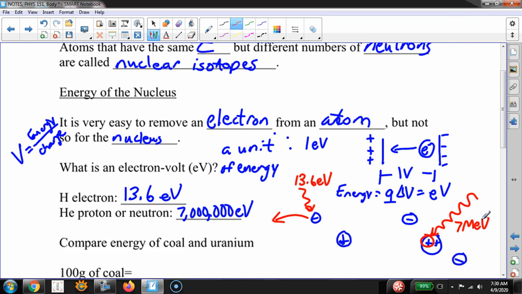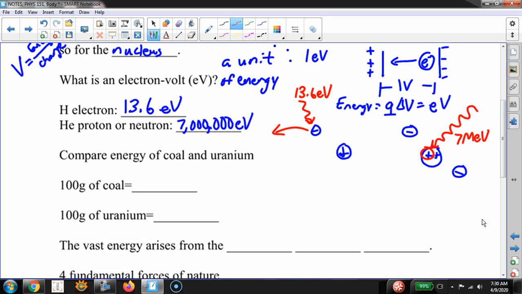It is very, very difficult to mess around with the nucleus of an atom, to change the makeup of the nucleus. If I think about coal and uranium, coal is mostly carbon, and if I have 100 grams of coal, the energy that is wrapped up in that amount of coal is about 10 to the 6 joules, or 1 megajoule. But for 100 grams of uranium, the same amount of uranium has a much larger nucleus. It has 10 to the 13 joules.